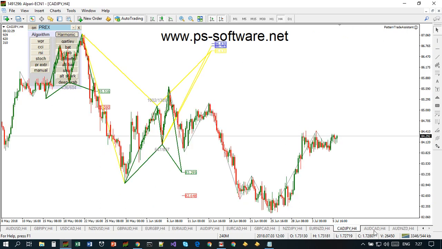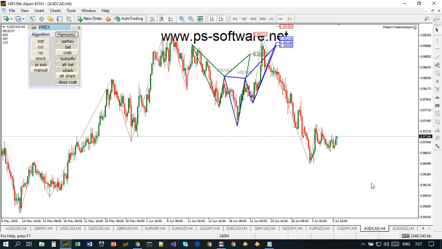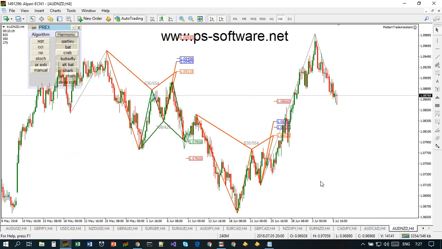Okay, Canada yen, nothing. Aussie Canada, nothing. Wonderful crab pattern worked. I've been talking about this last week or so. Search my YouTube for recorded videos to see them. Okay, see, here are the patterns.